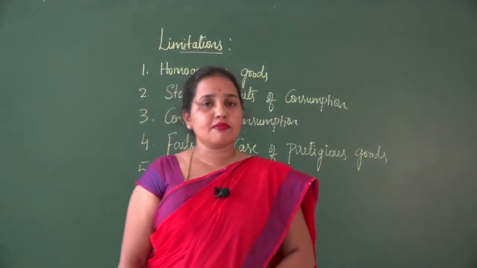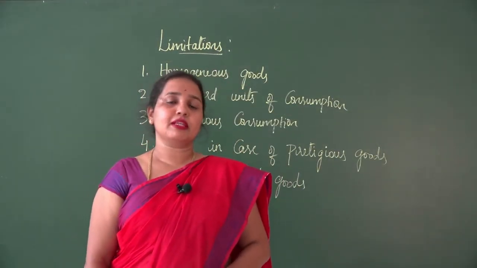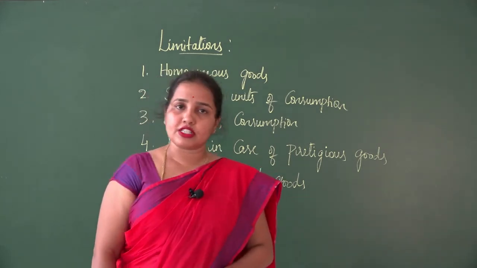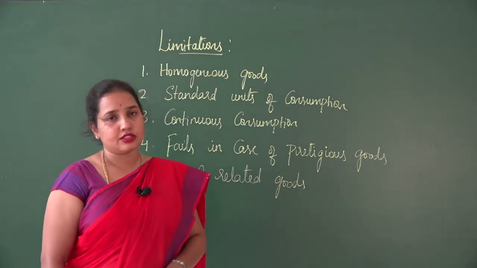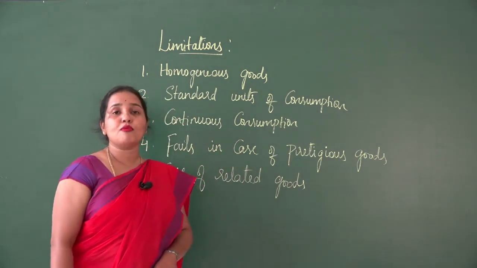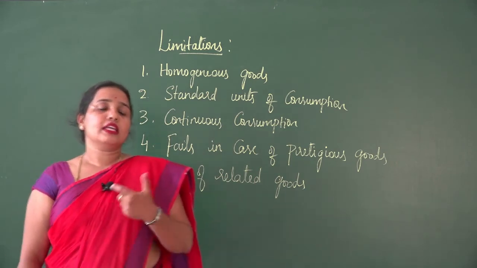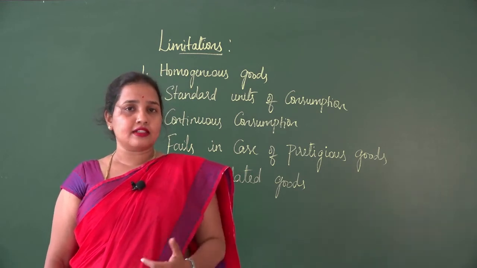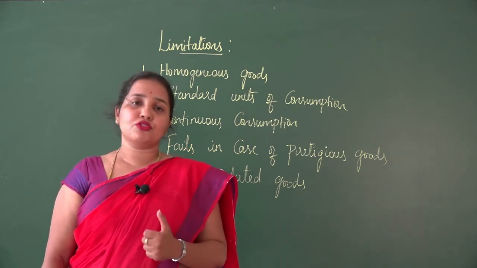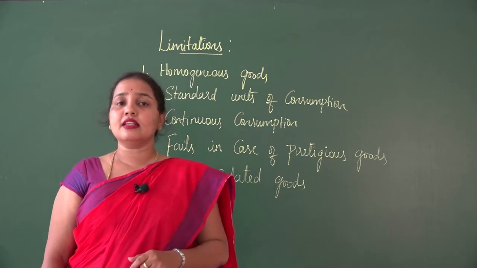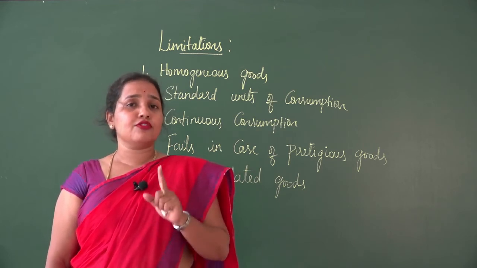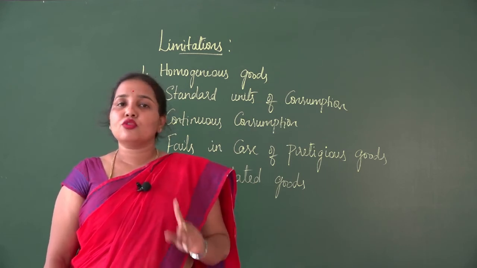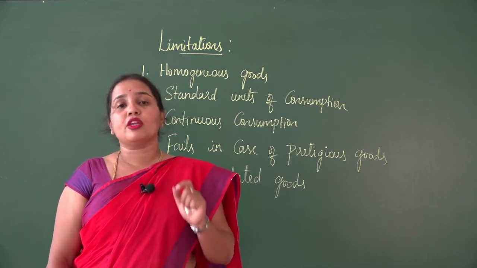The law of diminishing marginal utility is not free from limitations. There are some limitations which restrict this law from functioning. Let's see what those limitations are. The first limitation is homogeneous goods. For the law of diminishing marginal utility to operate, the goods that we consider, that we consume, must be homogeneous. This we learned when we took the assumptions. The goods taken for consumption should be homogeneous, they must be identical. If the goods are different, then the law may not operate.